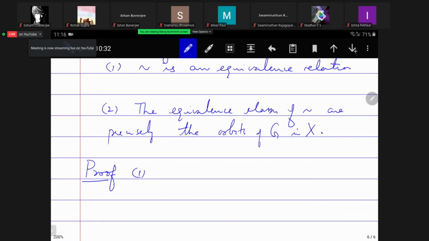So proof. One. We need to check three things for checking that it is an equivalence relation. We need to check reflexivity. For all x inside X, x is phi of 1 times x, because phi of 1 is the identity. So x is related to x.